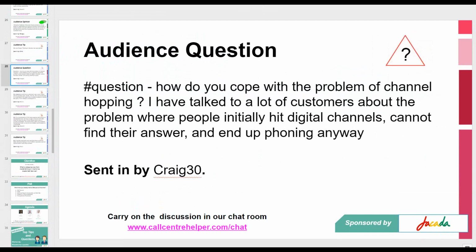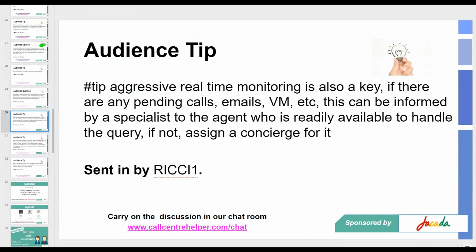Indeed, and we've got a couple more tips before we move on. Ricky has said aggressive real-time monitoring is also key. If there are any pending calls, emails, voicemails, etc., this can be flagged by a specialist to the agent. If the agent is readily available, they handle the query. If not, assign a concierge to it. So that looks like a kind of manual call distribution method.